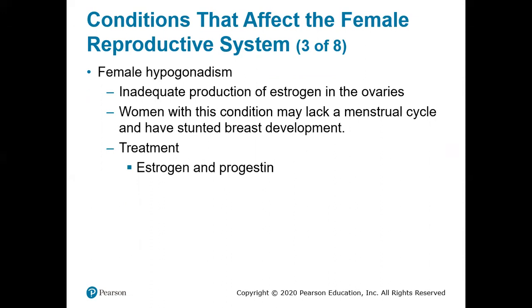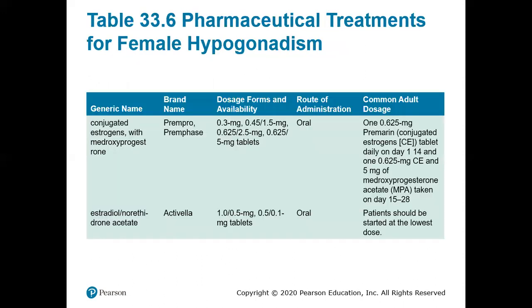Page 568, we have female hypogonadism. This is inadequate production of estrogen in the ovaries. Women with this condition may lack a menstrual cycle and have stunted breast development. This is treated with estrogen and progestin. Table 33.6 on page 568 details the pharmaceutical treatments for female hypogonadism.